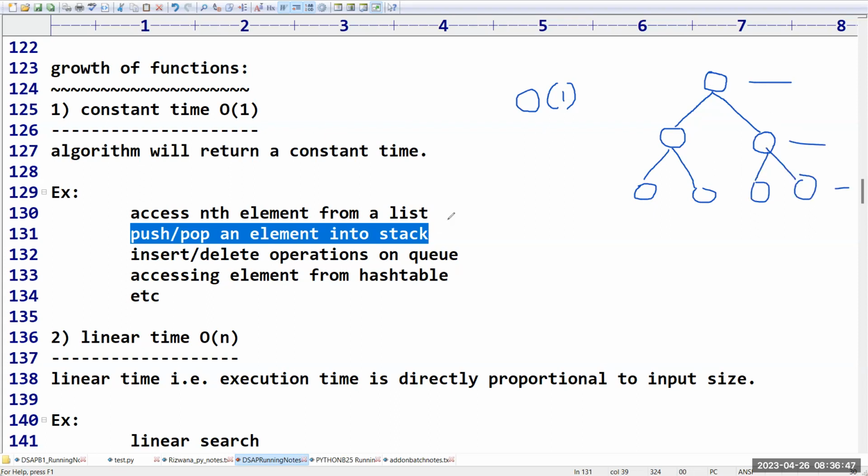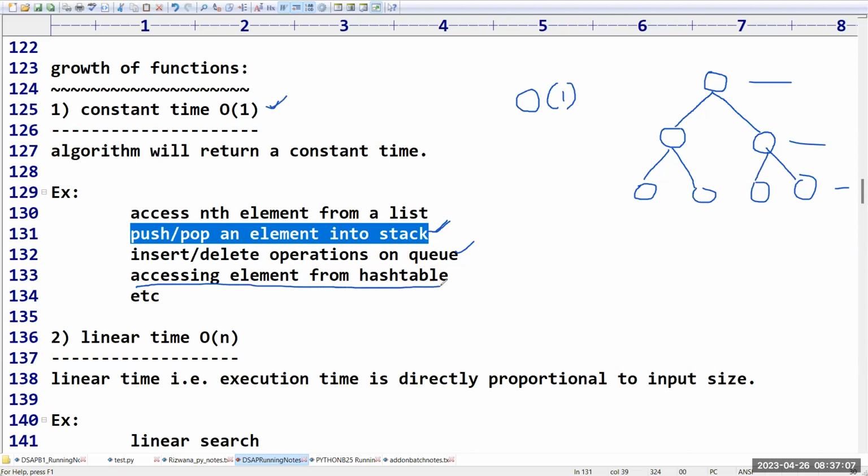But in the case of stack and queue, comparisons are not there. If you are pushing an element, it will be added into the list directly. That's why push and pop operations require constant time. Insert and delete operations also require constant time.